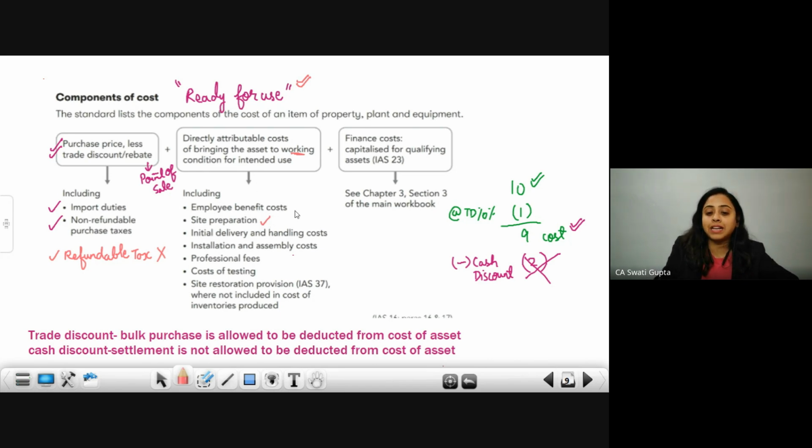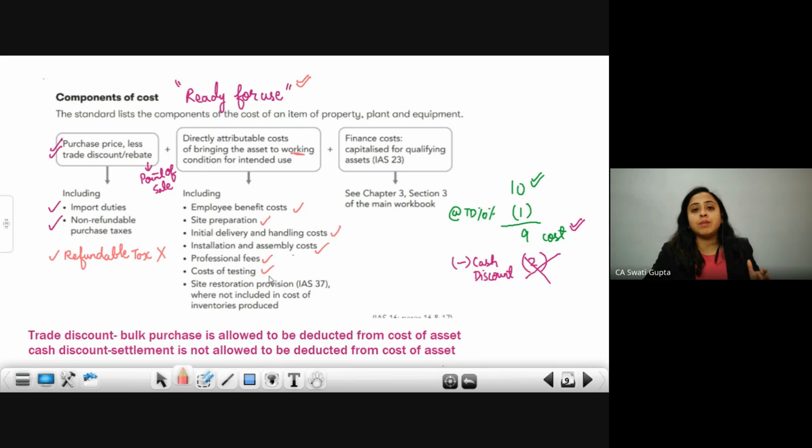Therefore, you will capitalize. Next, initial delivery and handling cost. This will also be capitalized because it's unavoidable, it's important. Next, installation and assembly cost. Again, without assembly, without installation, the PPE won't be in a ready for use state. Next, professional fees. If you have hired any technical expert from outside and are paying any professional fees for the consultancy, then that fee will also be capitalized.